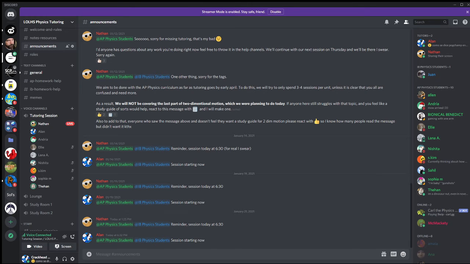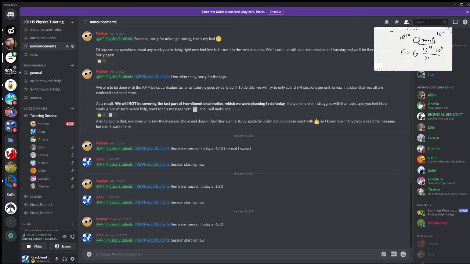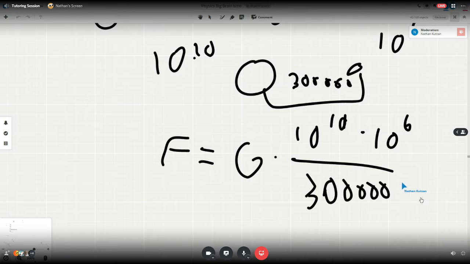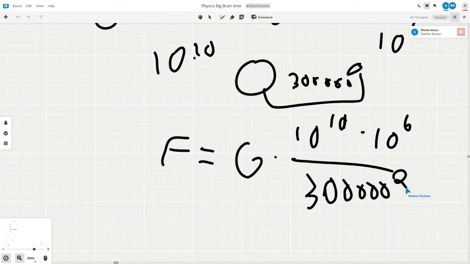Can't you use the formula? Yes. So how would you plug it in? So it would be G, which is 6.67 times 10 to the whatever, times 10 to the 10 times 10 to the 6, over, what was the radius? 300,000. 300,000 squared.